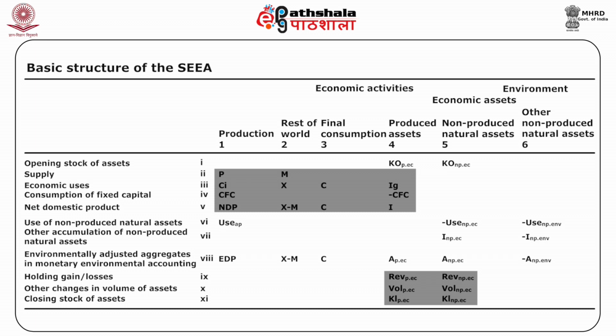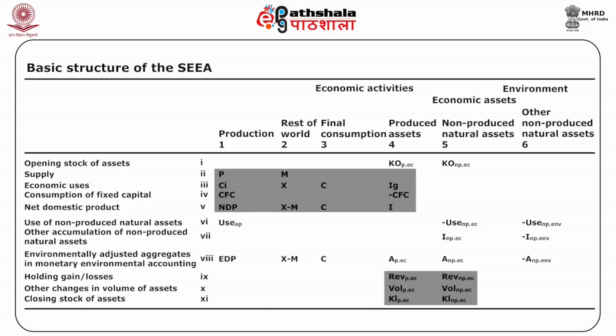Column 1 shows the cost structure of domestic production, capital P, comprising the cost of goods and services used in production, which is CI, the consumption of fixed human-made capital, CFC, and balancing value added or net domestic product, NDP. Now you note that NDP plus CFC is equal to gross domestic product, GDP.